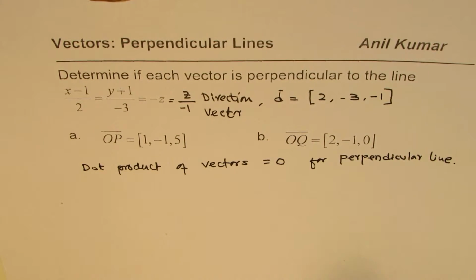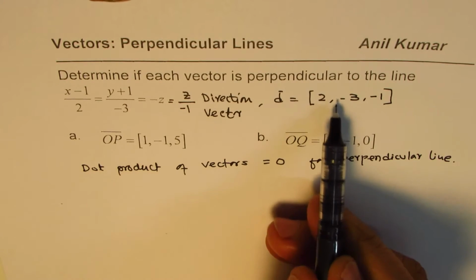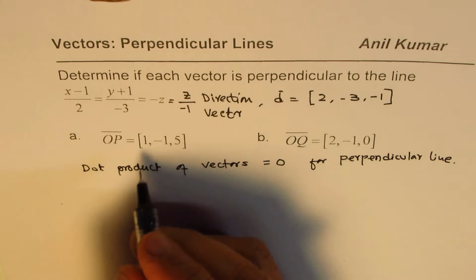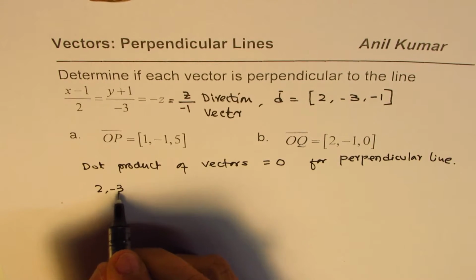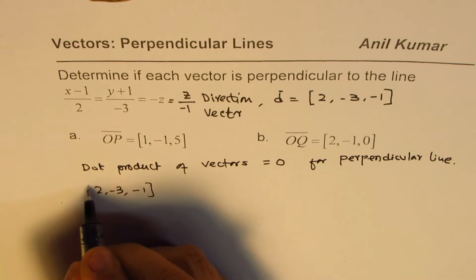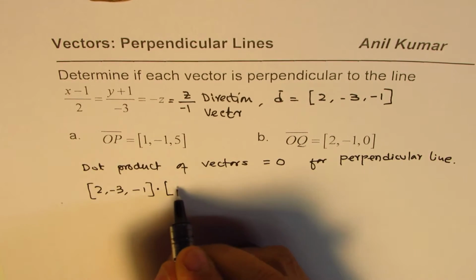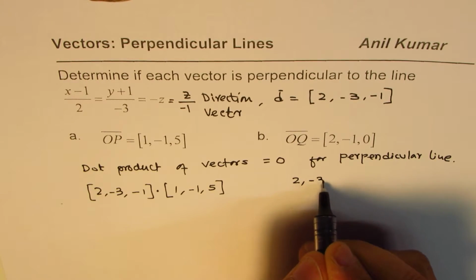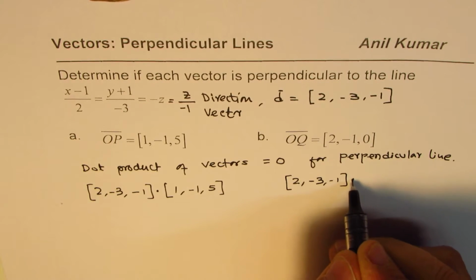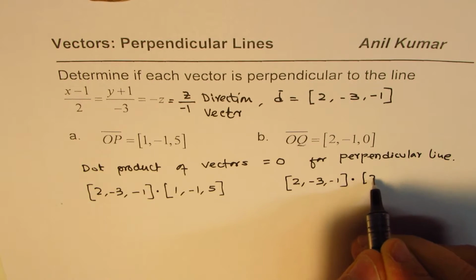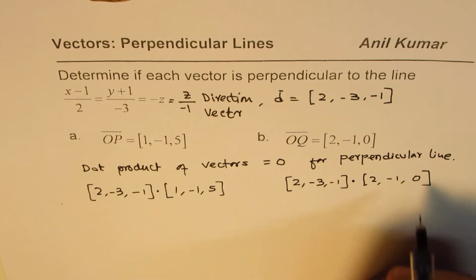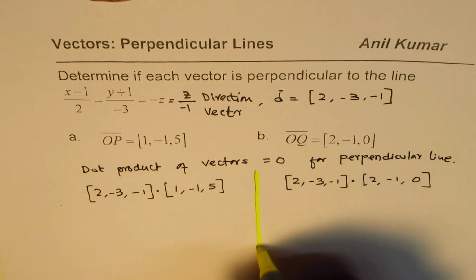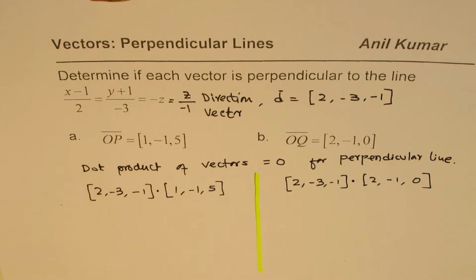I hope that helps. So basically, we will find the dot product of these vectors to show whether these lines are perpendicular to the given line or not. So let's try to do it. So it is (2, minus 3, minus 1) dot (1, minus 1, 5). The other one will be (2, minus 3, minus 1) dot the vector (2, minus 1, 0). Okay, so these dot products should be 0. So you can pause the video, just confirm, and then look into my suggestions.